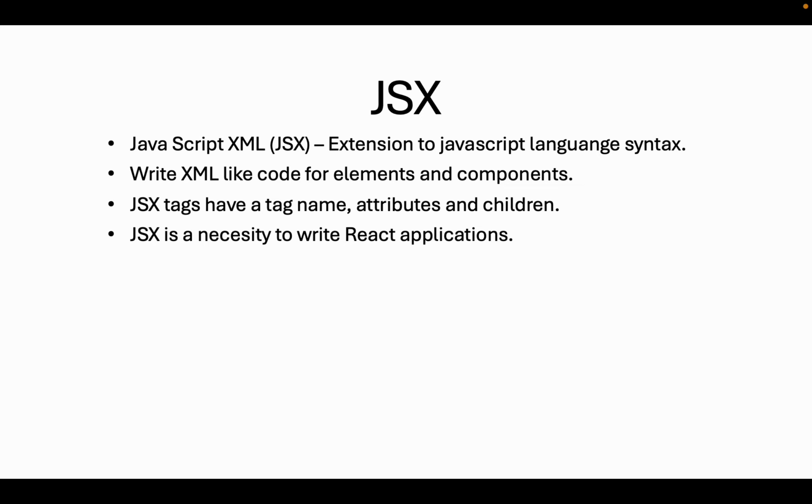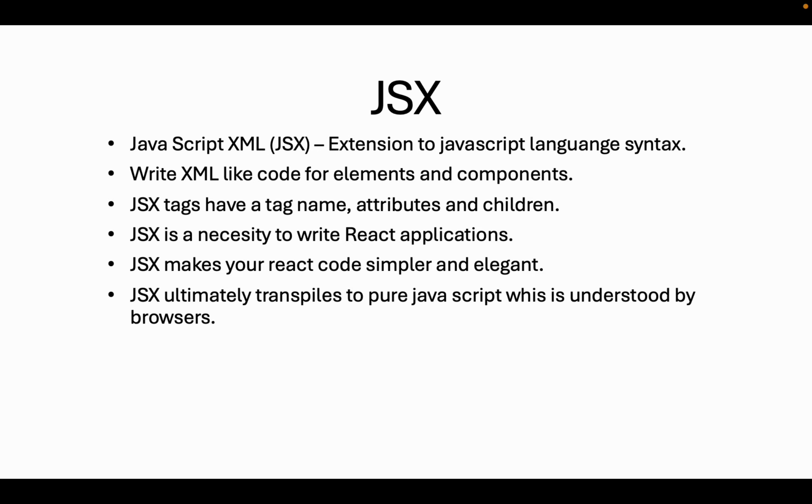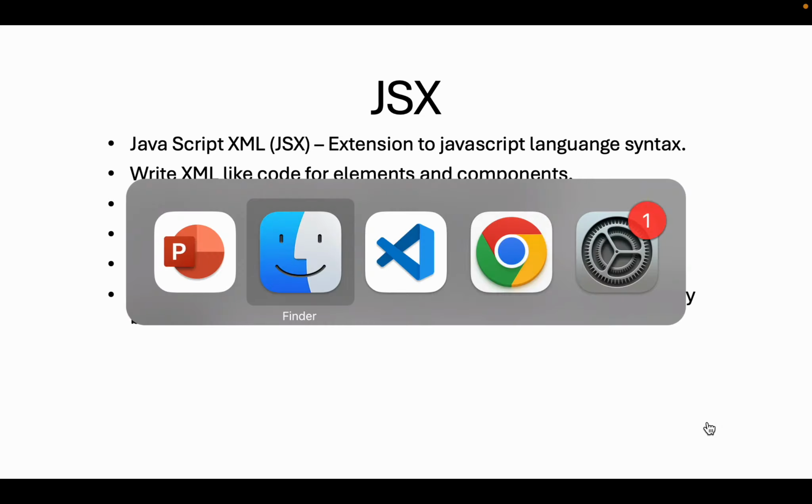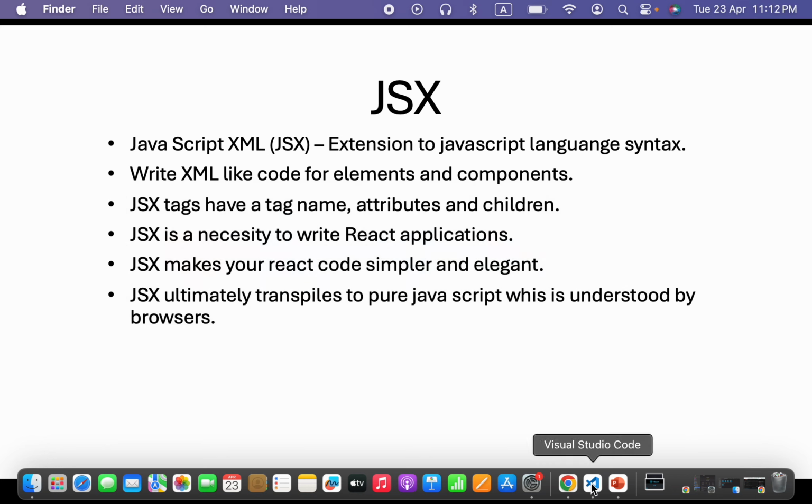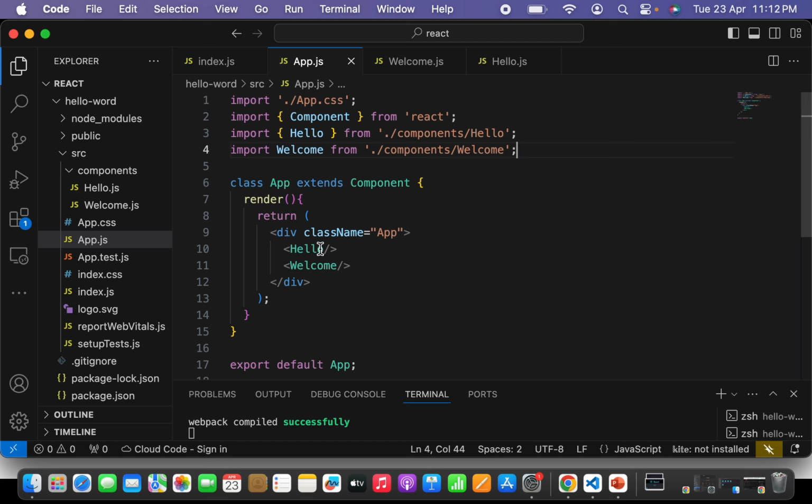That you will understand later on in the practical example. I will be explaining later on. JSX makes your code simpler and elegant. Once we write code, you will understand much better how JSX makes your code easy to write and understandable. JSX is ultimately transpiled to pure JavaScript code which is understood by the browser. Whatever is written in JSX will be converted to JavaScript that will be understandable by the browser.